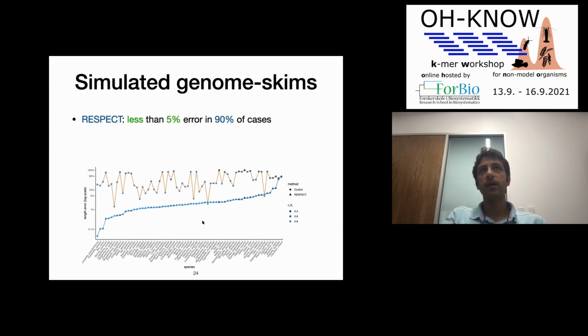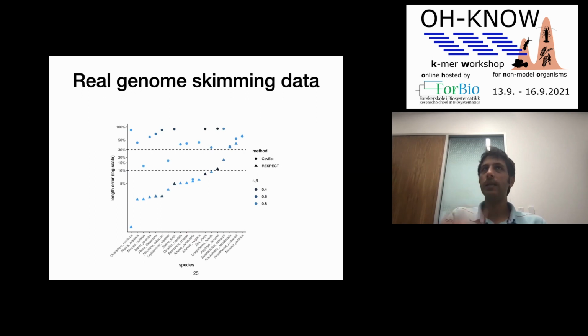So that's another example. In more than 90% of cases, the error is less than 5%. So basically, it works very well. Again, there are some cases. These are now real genome skims. Previously, we were using ART to simulate genome skims. Here, we are using actual genome skims.